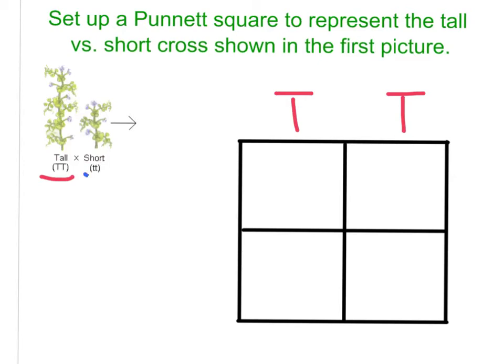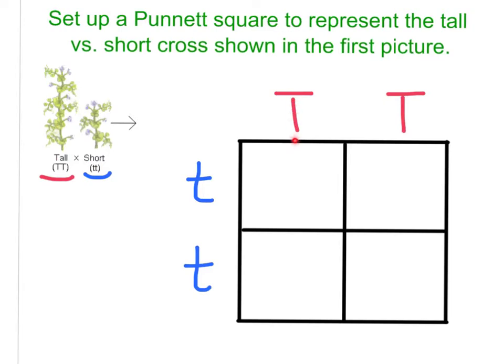Then I'm going to look at my other parent, my short parent, and I'm going to give that parent this side of my Punnett square. And I'm going to place one of each of that parent's alleles beside a row. Now I've just set up my Punnett square. Now I fill it in, and this is how I do that.